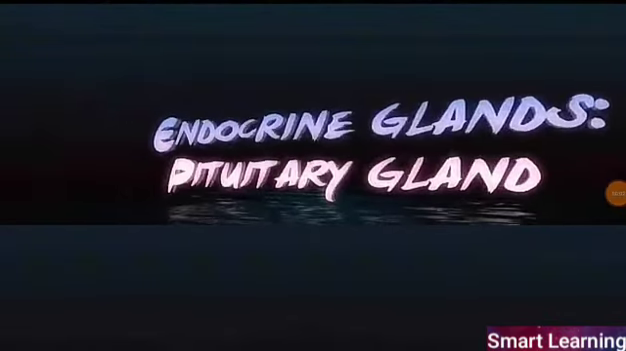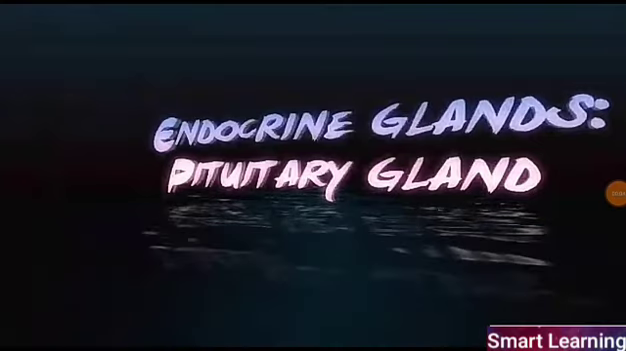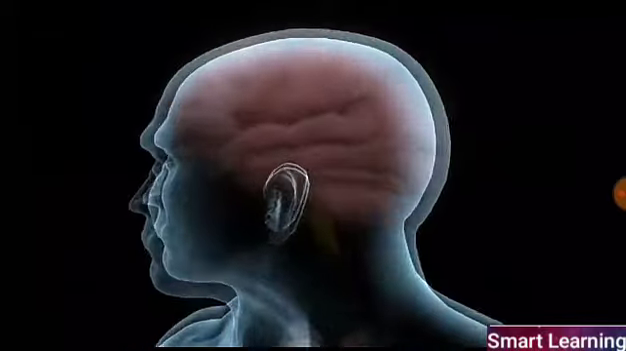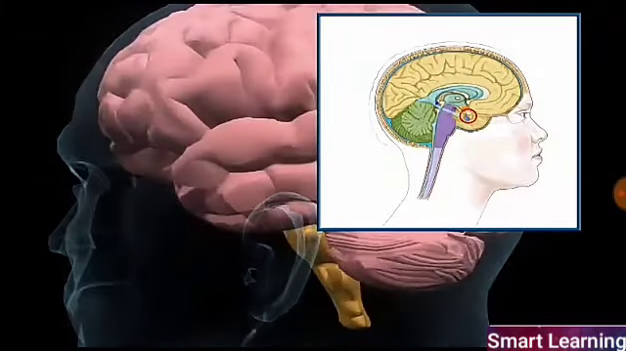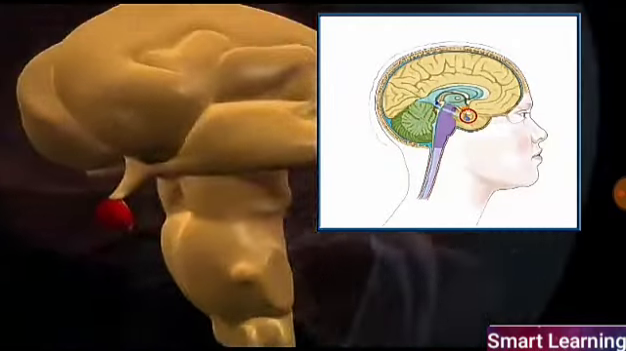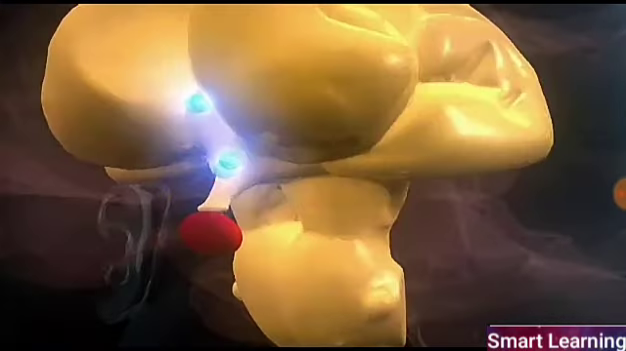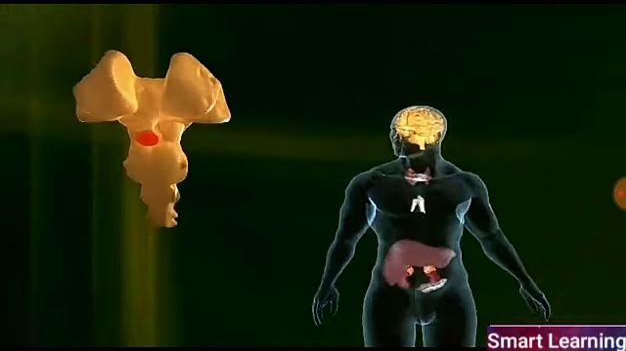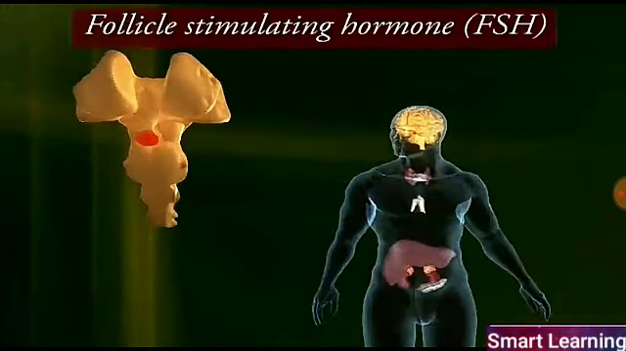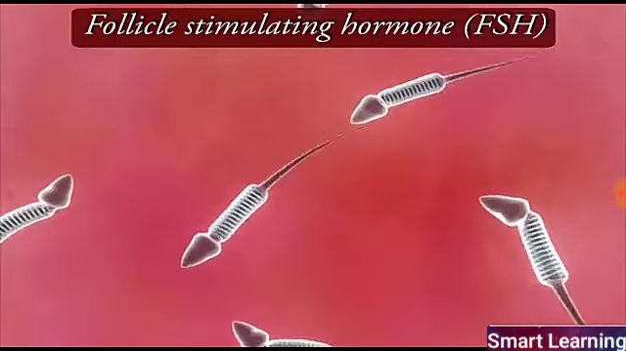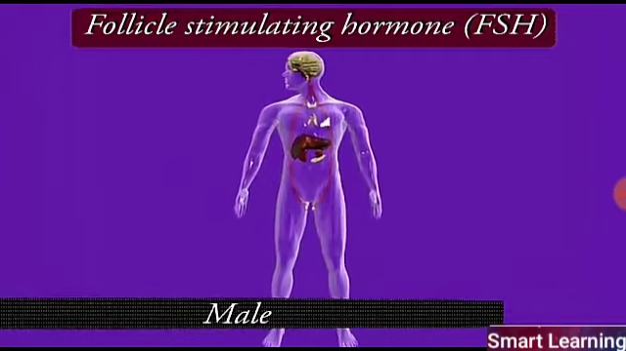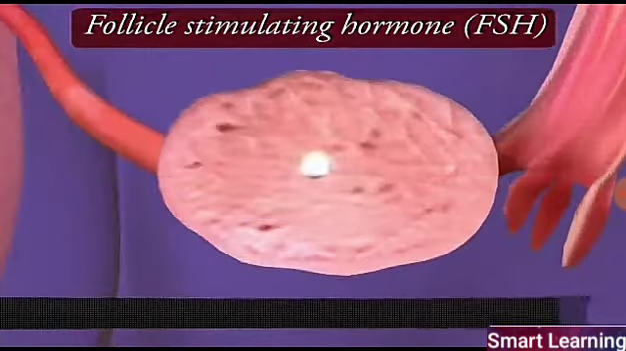Endocrine glands. Pituitary gland. The pituitary gland is present just below the brain and attached to the hypothalamus of the brain by a stalk or infundibulum. It produces many hormones such as 1. Follicle stimulating hormone FSH that stimulates sperm formation in the male and growth of ovarian follicles in female.